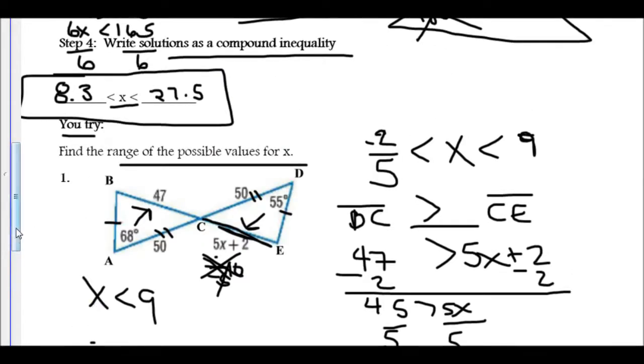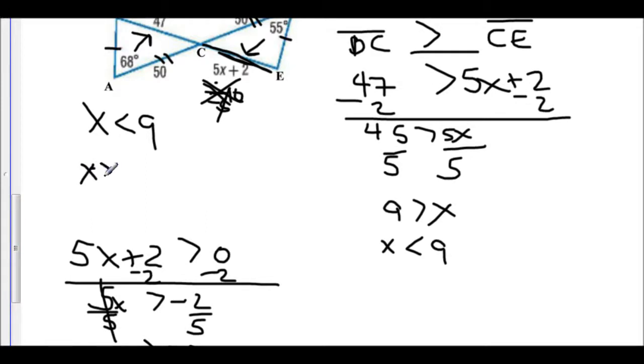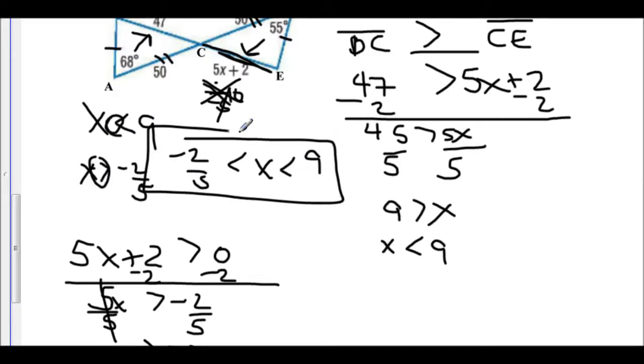Now to write that as a compound inequality, x is greater than negative 2/5. Remember, I have x is greater than a number, less than a number. So the less than part is 9, and the greater than part is negative 2/5. So my final answer should be that x has to fall anywhere between negative 2/5 and positive 9.